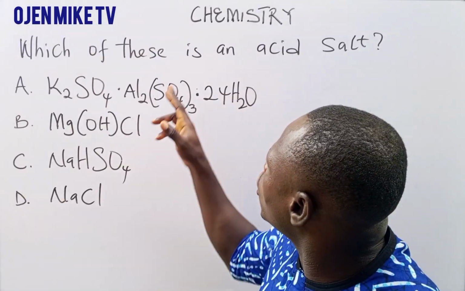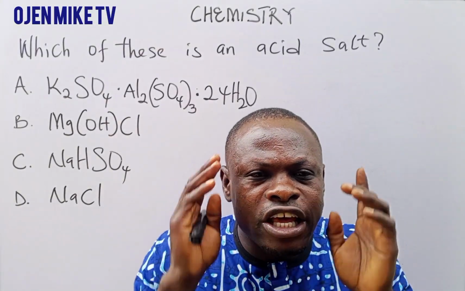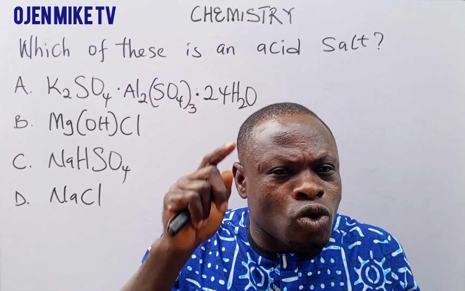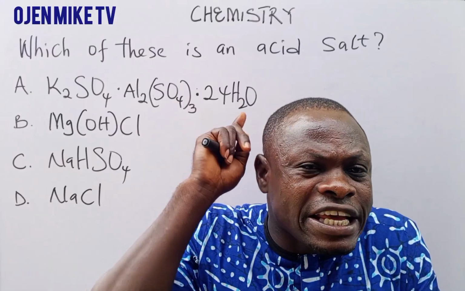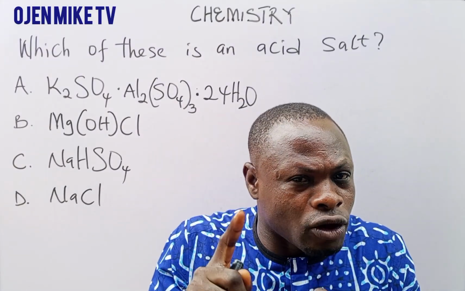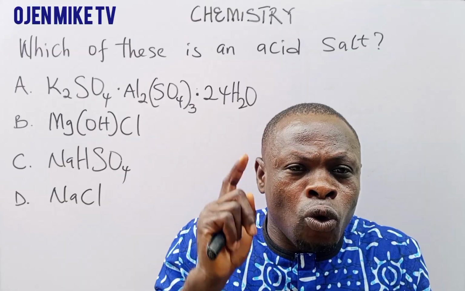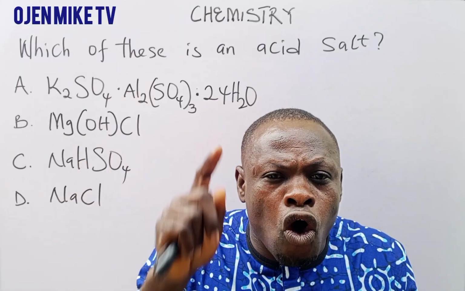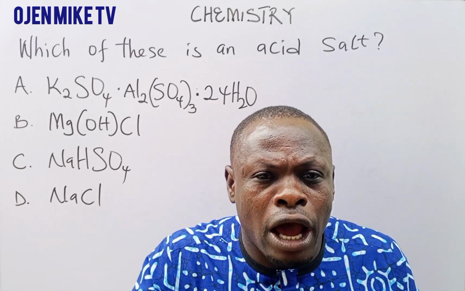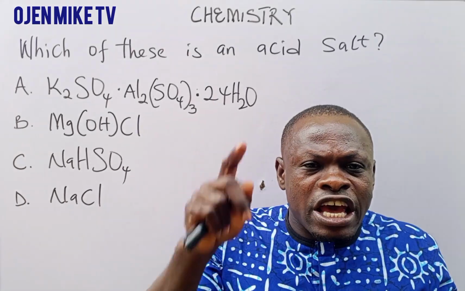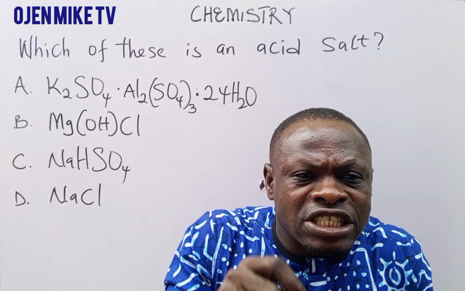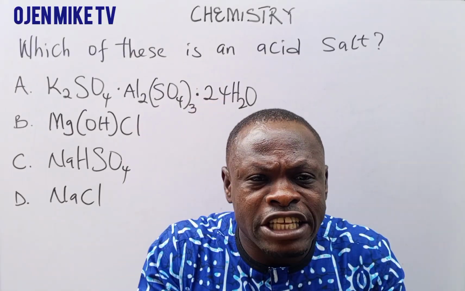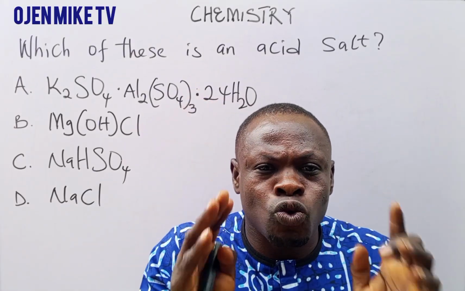Now, firstly, what do you understand by salt? A salt is formed when a hydrogen atom in an acid is completely or partially replaced by either a metal or ammonium ion. Second definition: a salt is formed when the positive ion of a base is combined with a negative ion of an acid.